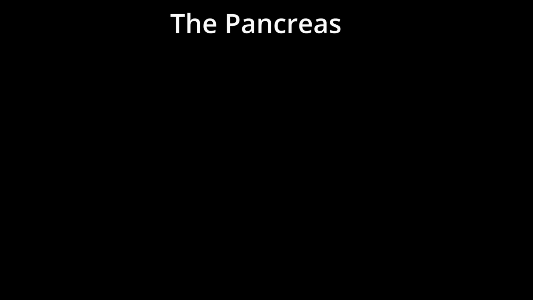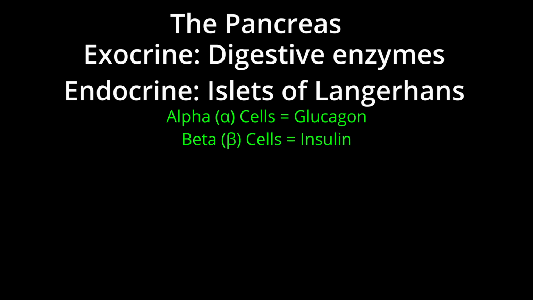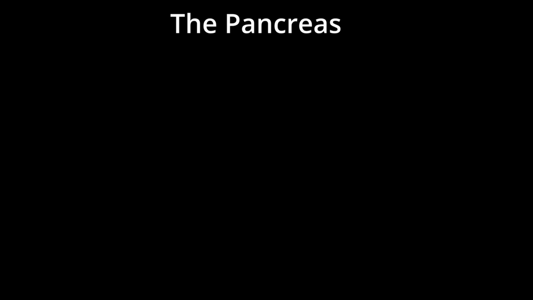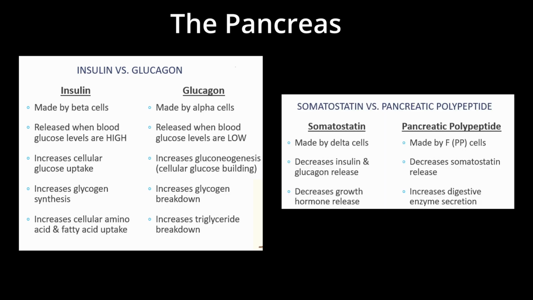The pancreas. It has endocrine and exocrine functions, but the main one is the endocrine one, the islets of Langerhans. There are 4 cells: alpha cells, which secrete glucagon, beta cells, which secrete insulin, delta cells, which secrete somatostatin, and F cells, which secrete pancreatic polypeptide. Now, glucagon and insulin are opposites, meaning glucagon is released when blood sugar levels are low, and insulin is released when blood sugar levels are high. Somatostatin decreases insulin and glucagon release, and pancreatic polypeptide decreases somatostatin release.